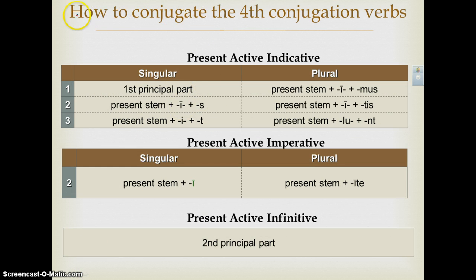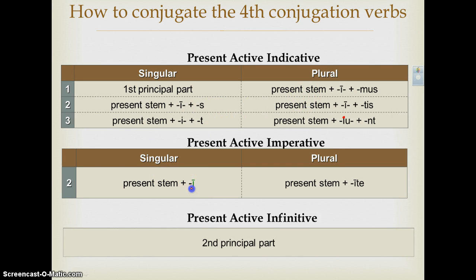Okay, now we need to know how to conjugate fourth conjugation verbs. So this is going to be generally the exact same. Present active indicative, first principal part for the first person singular, present stem plus I, or IU in the plural. There is another little difference, which is that the fourth conjugation, as opposed to the third IO, has macrons over some of its I's, but that's not very important.